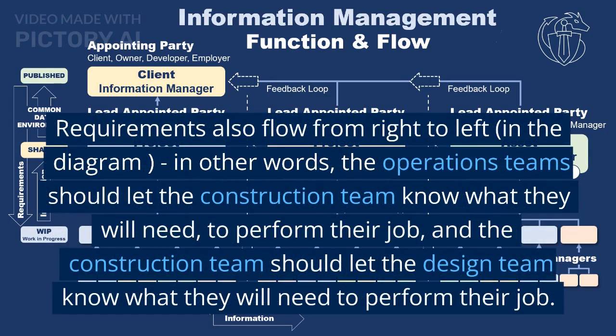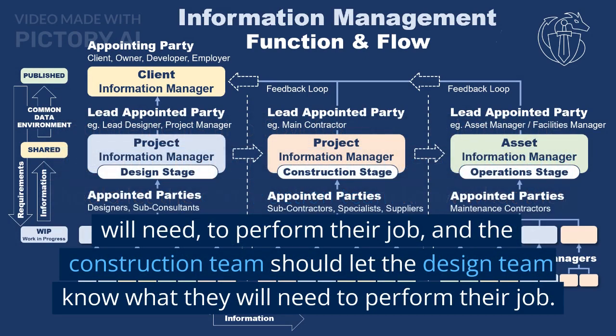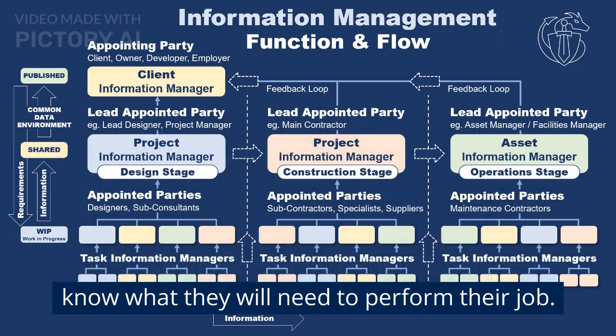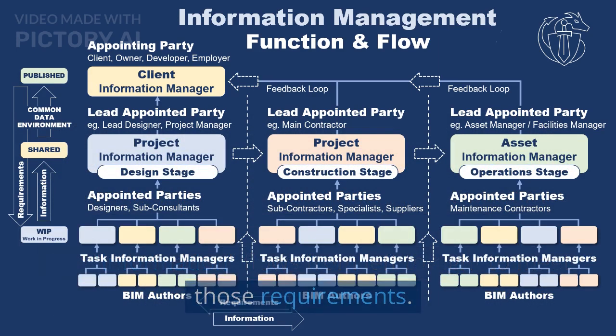Requirements also flow from right to left, in the diagram. In other words, the operations team should let the construction team know what they will need to perform the job, and the construction team should let the design team know what they will need to perform the job. The information flows from left to right to meet those requirements.